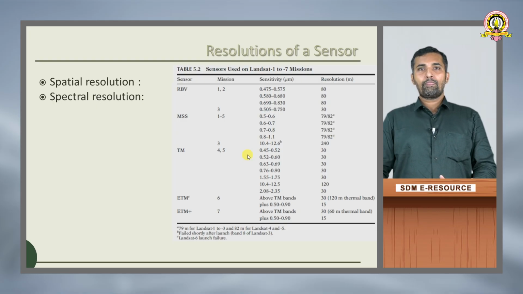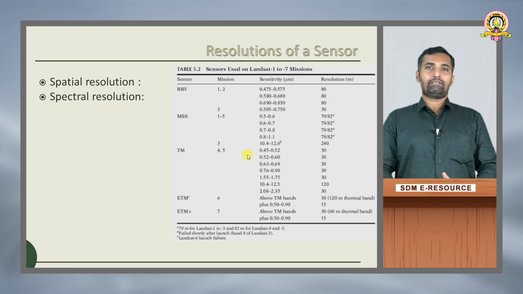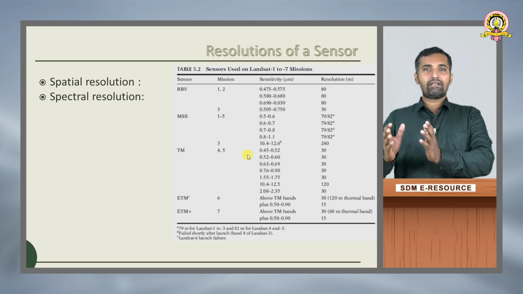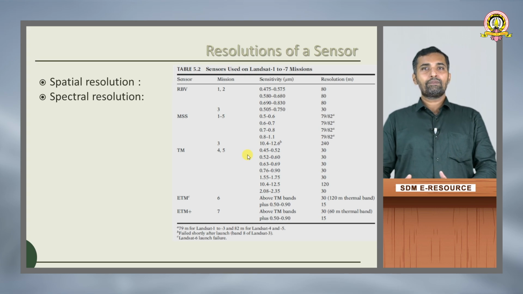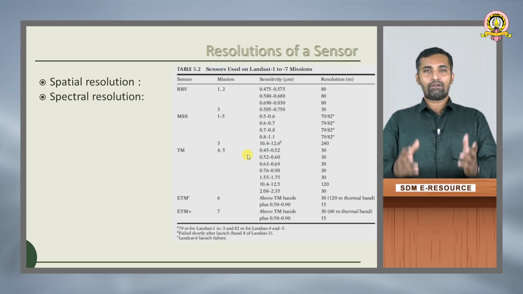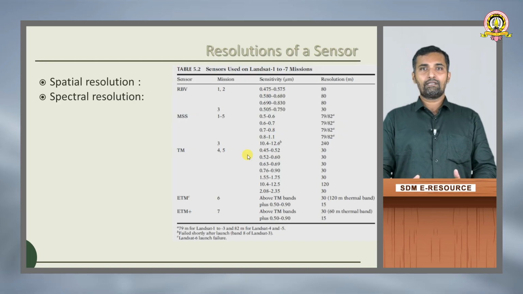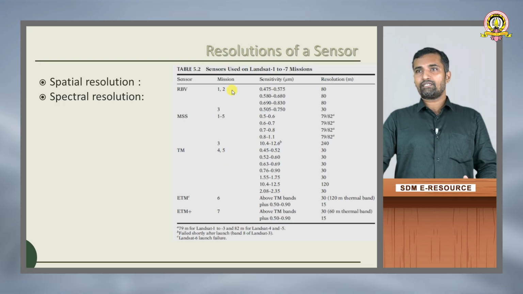That means if the sensor is capable of collecting information about the feature in the visible region, near infrared region, mid infrared region, thermal region, I can say it has good spectral resolution. Normal cameras have spectral resolution in the visible region, whereas satellite sensors have spectral resolution in other regions of the electromagnetic spectrum as well, right. For example, look at this, there are various sensors.